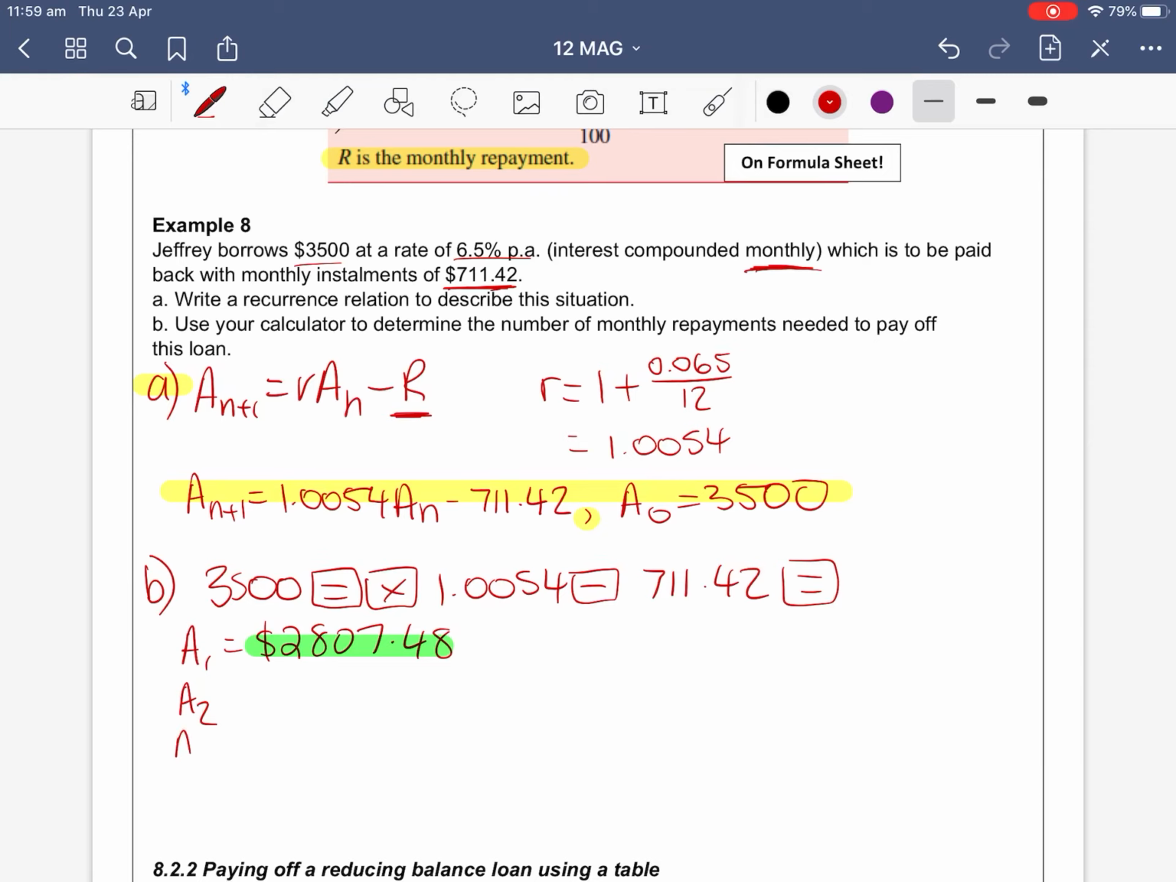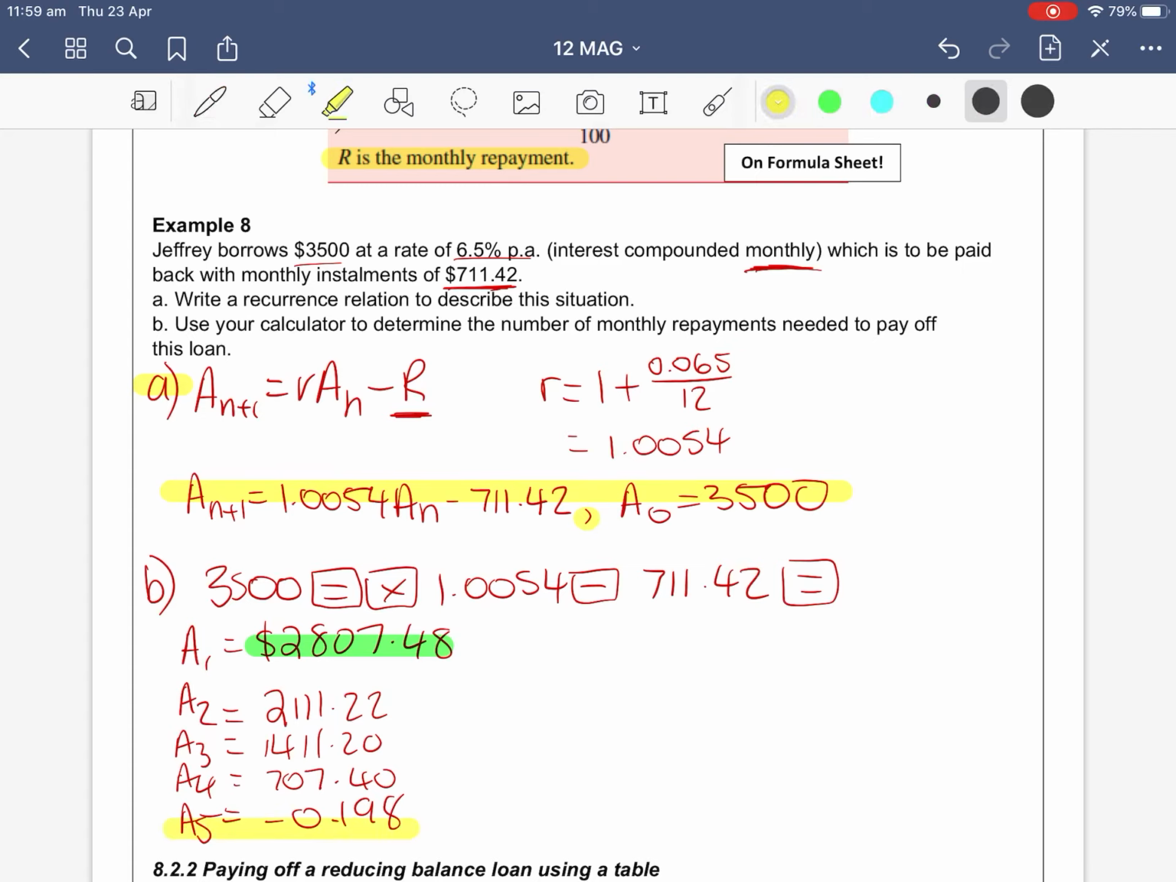So hit equals 4 more times until you get how much money is needed to pay off the loan. I've just written a few there. If we keep going with hitting equals, we get this moving forward. Let's keep going, constantly pressing equals, until we're getting below $0. And we find that we get a negative number here.